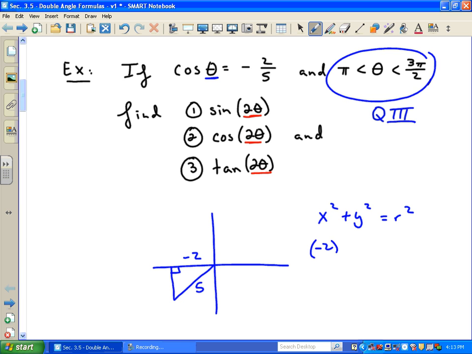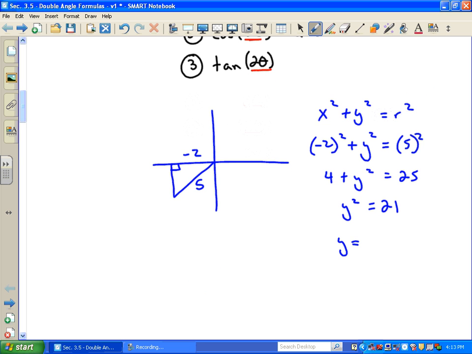I know what x is. I don't know what y is. I know what r is. Alright, y is going to end up being plus or minus the square root of 21. Because I am in quadrant 3, y will equal the negative value, negative square root of 21. Okay, now that I have that, I can go on and I can find the values for sine of the double angle.